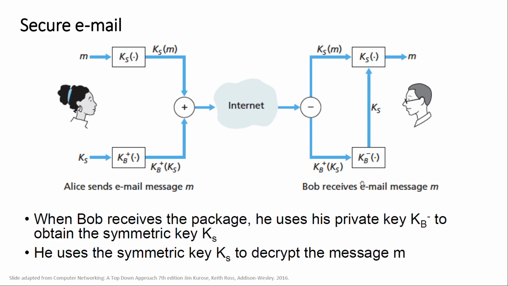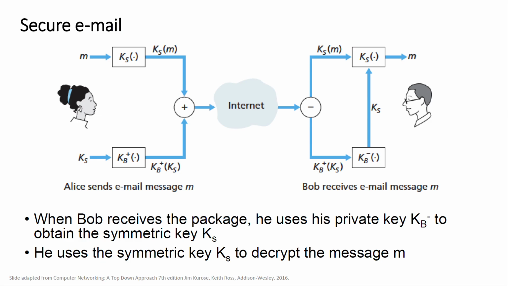So what Bob does is as follows. He obtains both the encrypted message and the encryption of the secret key. So he decrypts this with his private key and obtains KS. Using KS, he decrypts this and obtains the message. So in this case, we solve the problem of confidentiality.